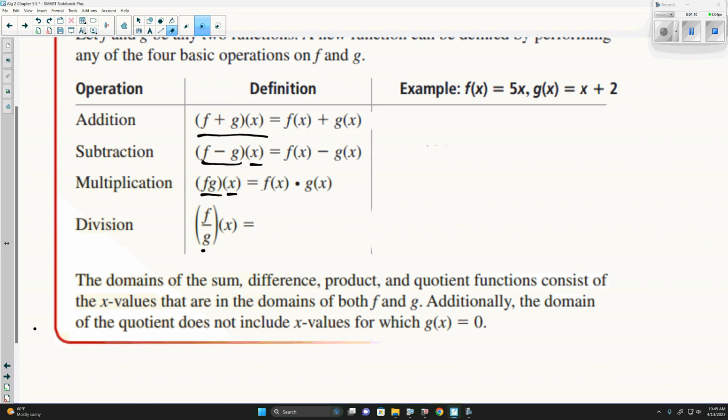And here f divided by g of x is the same as saying f of x divided by g of x. The only thing we have to stipulate with this one is that g of x cannot equal 0. But that's true with any division. We can't divide by 0.